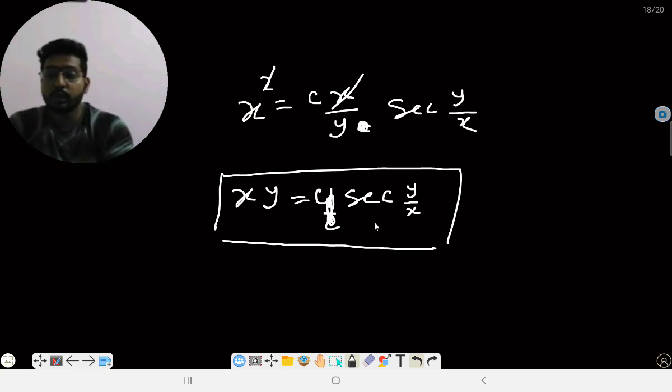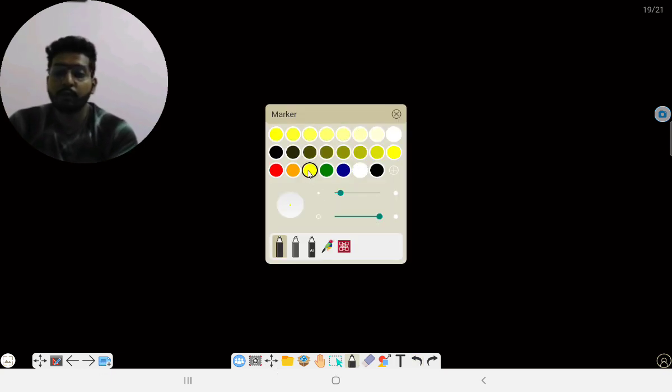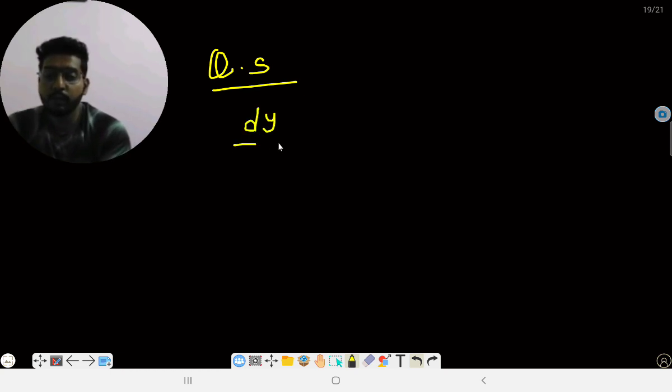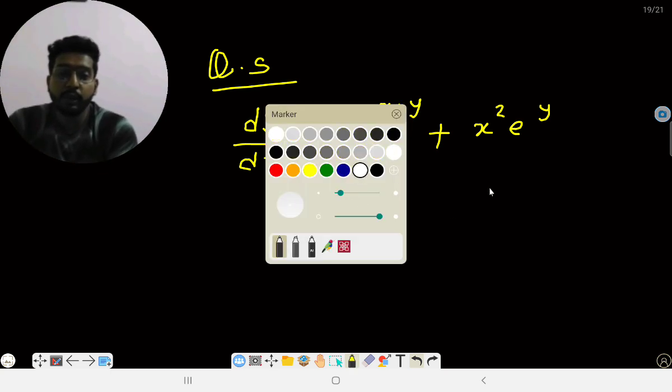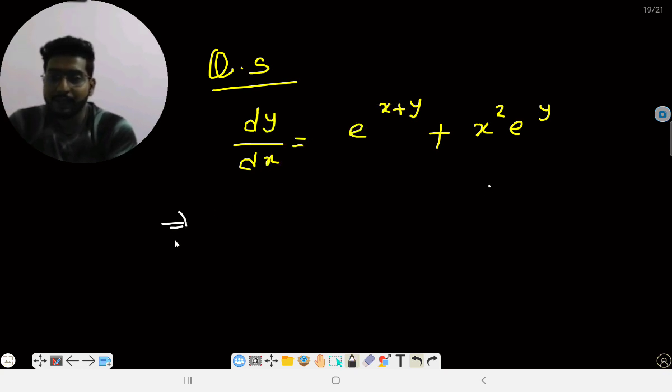Now we'll move to question number 5, next question. So the question is given like this, dy/dx equals e to the power x plus y plus x square e to the power y. Now look at here, if the differential equation is given, first look at properly what we can do here. From this, what is the next step we can do?